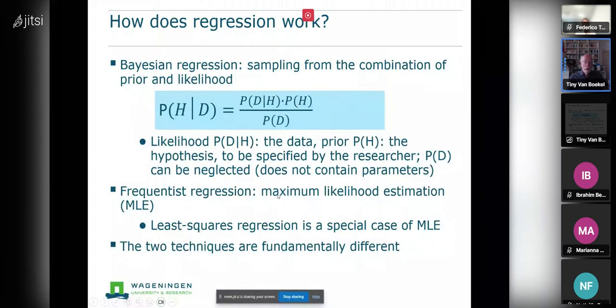The frequentist regression is much different. This is done by maximum likelihood estimation, usually abbreviated as MLE. And most of you will be familiar with least squares. And least squares is actually a special case of maximum likelihood estimation. And I want you to realize that these two techniques are really very fundamentally different. Even though they lead to the same results in many cases, they are fundamentally different. This one is obtained by sampling. This one is obtained by a mathematical method.